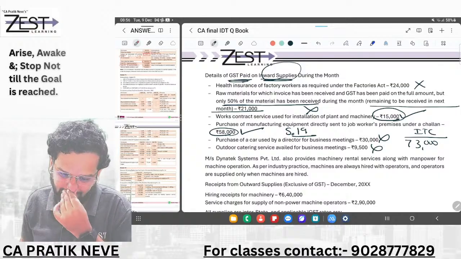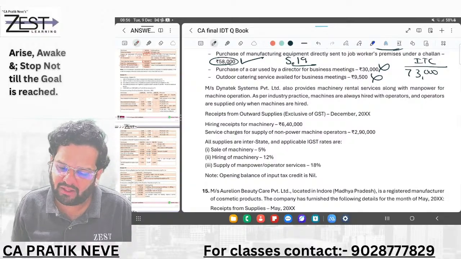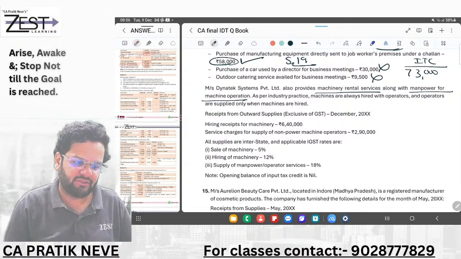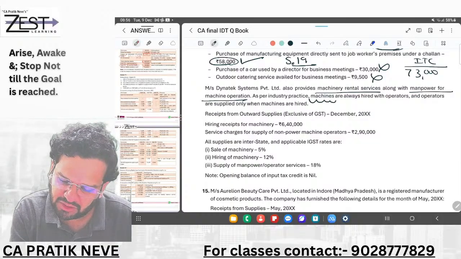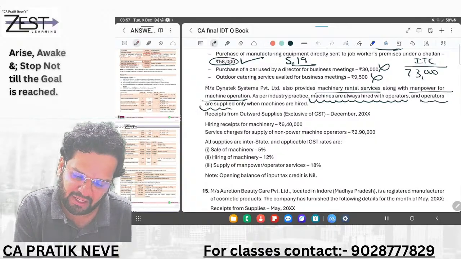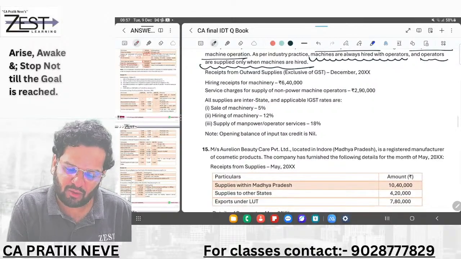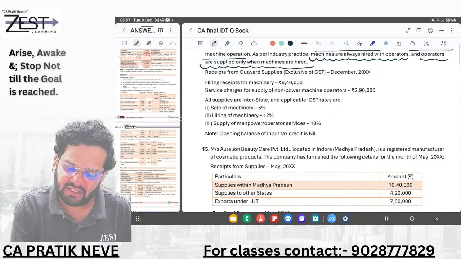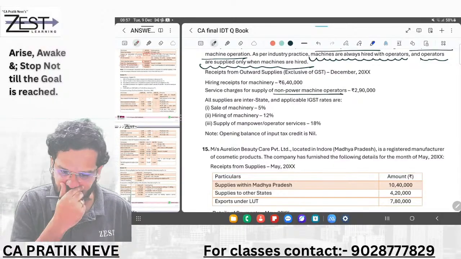Comfortable? Yes. Dynatic Systems also provides machine rental services along with manpower for machine operation. That's why I'm saying similar question. As per industry practice, machines are always hired with operators, and operators are supplied only when machines are hired. Okay. Now receipts from outward supply is given. Hiring receipts and service charges for supply of non-power machine operators.